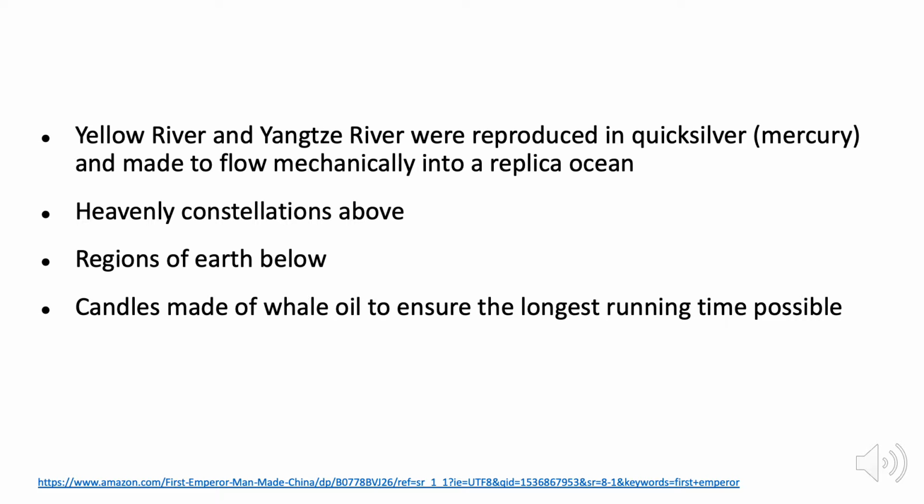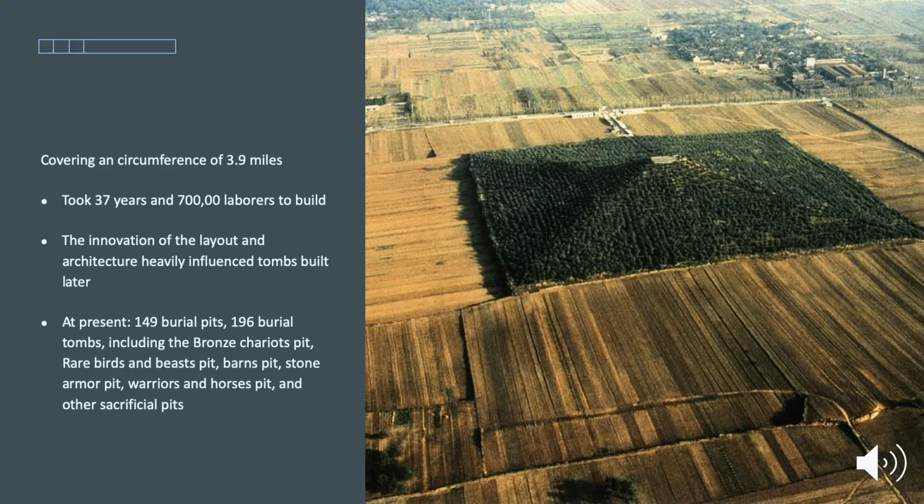Heavenly constellations are represented above and regions of the earth below. And candles were made of whale oil to ensure the longest running time possible. Here you can see the farmlands around the mound where the tomb is underneath. This is an older image. Again, it took 37 years and 700,000 laborers to build. The innovation of the layout and the architecture heavily influenced tombs that were built later.